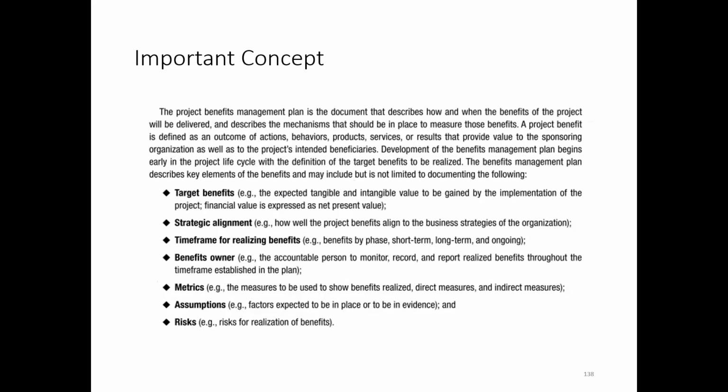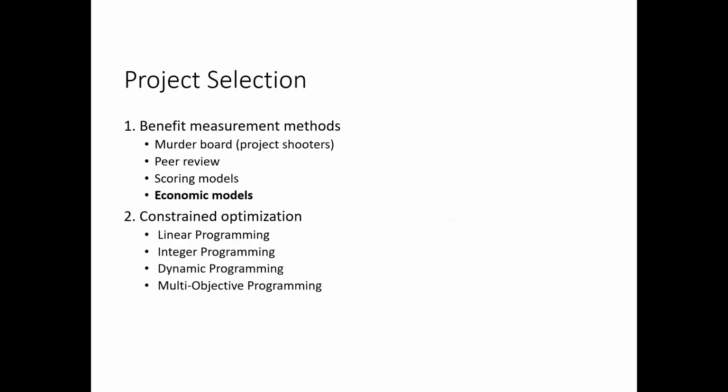Like we see what the project benefit management plan is, which should have the target benefits, like the expected tangible and intangible value. And then the strategic alignment, like how well the project benefits align to the business strategies, and time frame for realizing benefits, like benefit by phase, short term, long term. And then benefit owner, the accountable person to monitor and record, and the metrics, the measurement to be used to show benefits. And then the assumptions and the risks for realization of benefits.